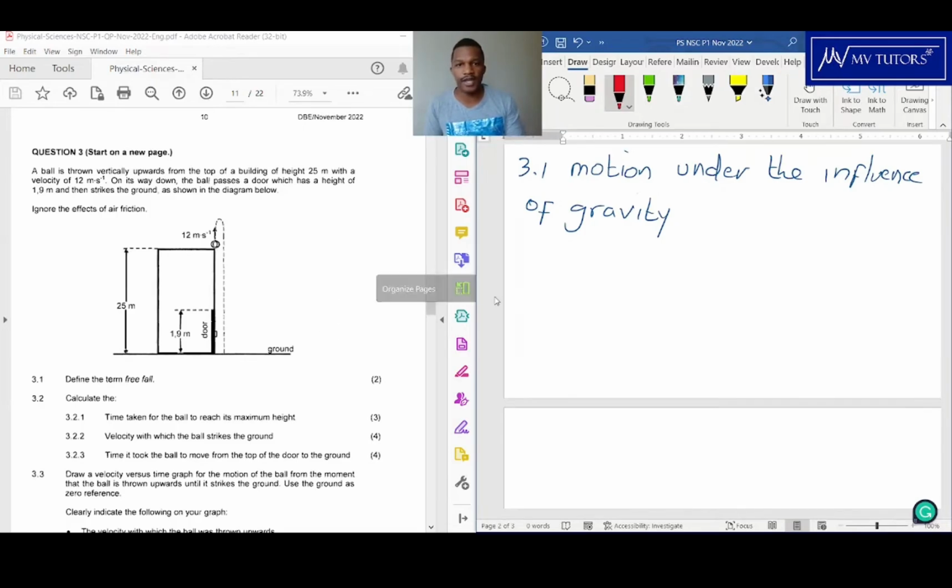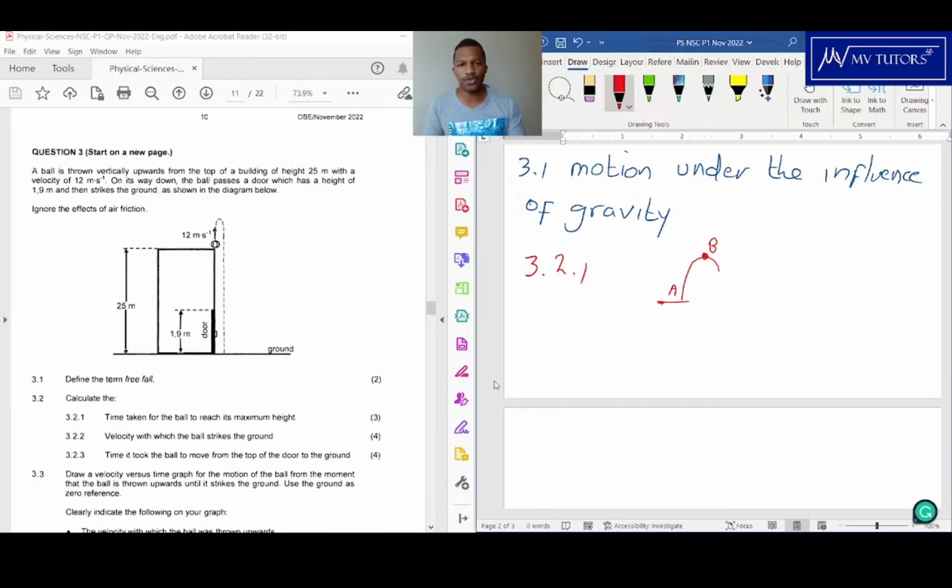Okay, let's look at question 3.2.1 now. It says calculate the time taken for the ball to reach its maximum height. Whenever you get these questions, you always have to have a little diagram for yourself. So the maximum height, this is the top of the building. Ball goes like that. That's the maximum height over there. I'll call this point A, and I'll call the maximum height point B.